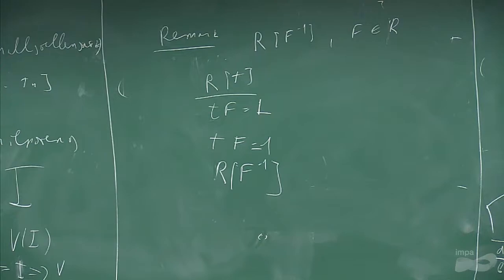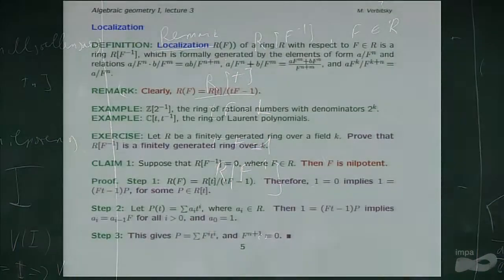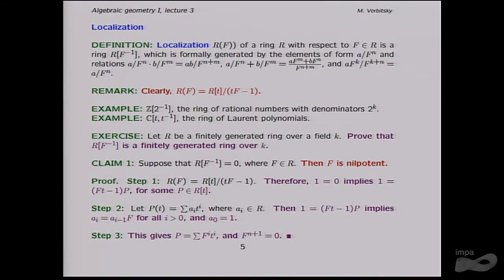Okay, there are a couple of examples. There's the ring of rational numbers with denominator 2 or power of 2. You just obtain it from integers by taking f equal 2. And there's another which is called the ring of Laurent polynomials. It's just polynomials in t and t minus 1. Again, you start with polynomials and you take f equal to t. Am I clear? Good. Okay, I already told you why it is finitely generated.